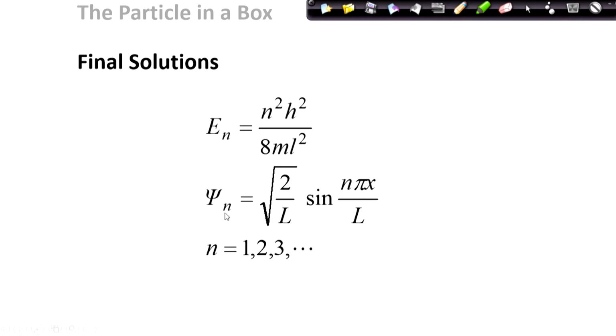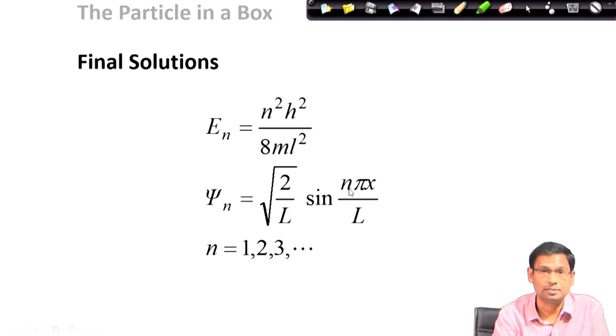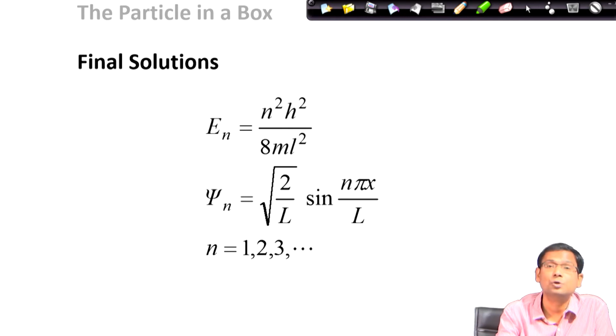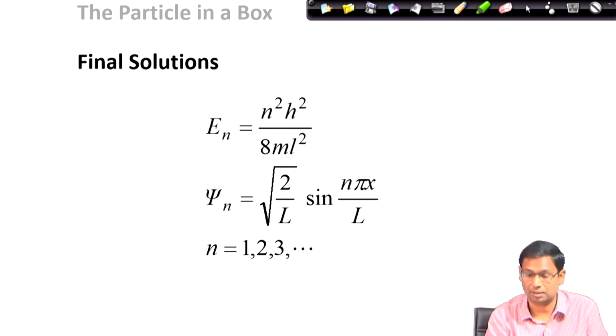Similarly, when you look at the wave function psi n, this term 2 by L under the square root is the normalization constant, and then the wave function's functional form is essentially a sine function, where x is the dimension of the problem, L is the length of the box, pi is a constant, and n is the integer that goes from 1 to 3 onwards. So, in today's lecture, we will have some more analysis or some more discussion on the solutions that we got from the last lecture.